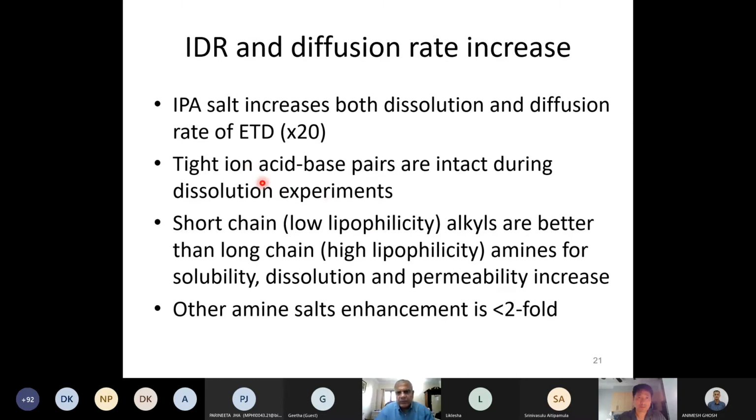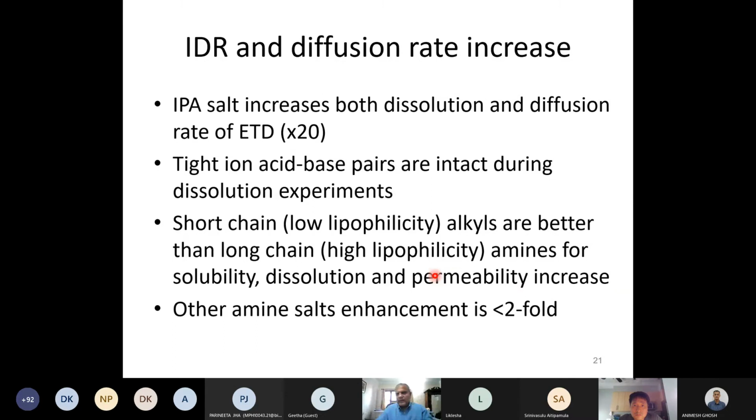Now, why this happens is because there are tight ion pairs, acid-base ion pairs, which are present between the carboxylic acid API and the ammonium salt. And the reason why we believe the solubility increases is because of the ammonium salt, and the low lipophilicity of the isopropylamine compared to the long chain and the cyclic amines is responsible for the high permeability as well, because this is already a relatively large molecule.